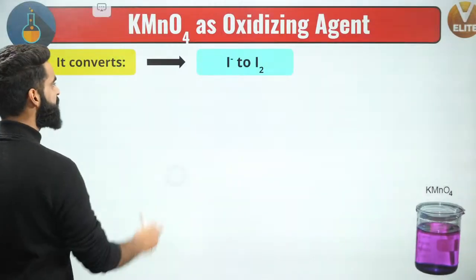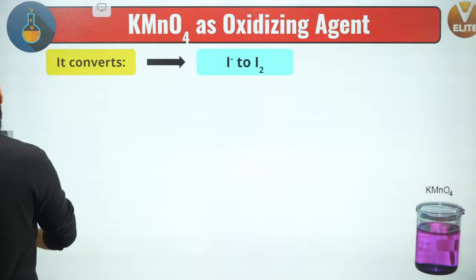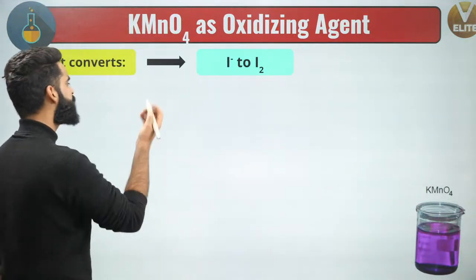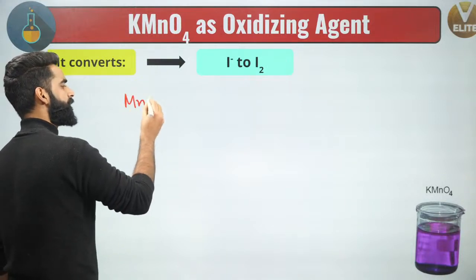People, the third reaction: at the same time, the same KMnO4 converts I negative to I2. So you can easily form the reaction. I can simply write MnO4 negative.